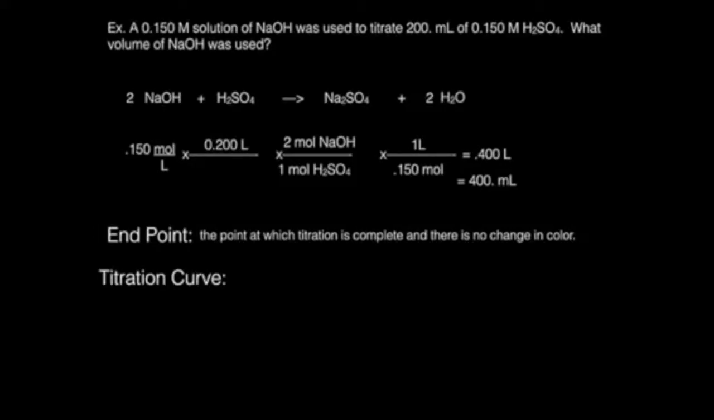The last term, which we're going to be investigating in detail in this lesson, is your titration curve. A titration curve is simply a graph of the pH, so the pH goes on your y-axis, as a function of the volume of your titrant.